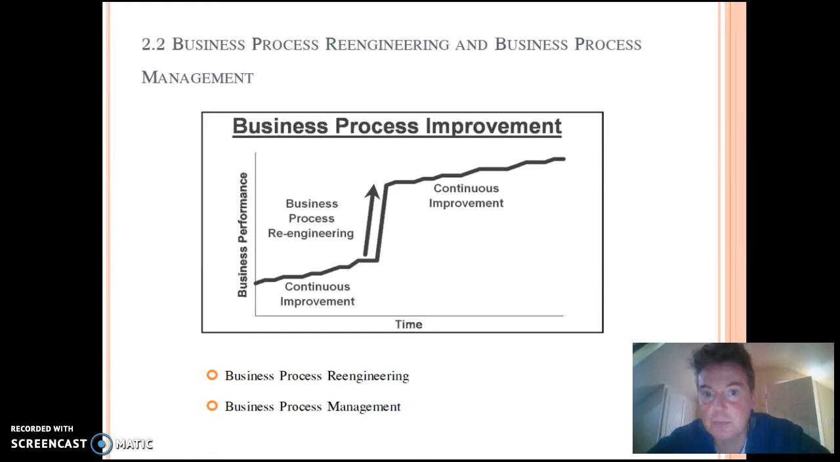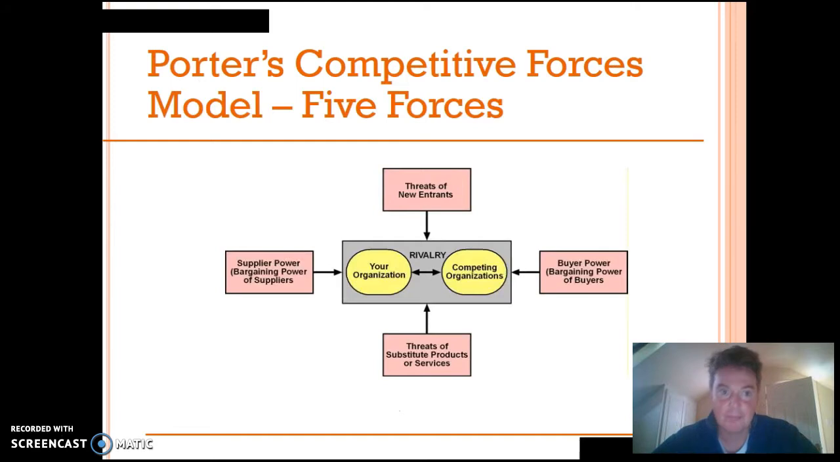We have this idea of business process management then, where we either take a very radical approach. If we look at business process re-engineering, that's where you have the big jump, it's radical, and business process management is where we incrementally improve our processes on a continuous basis.